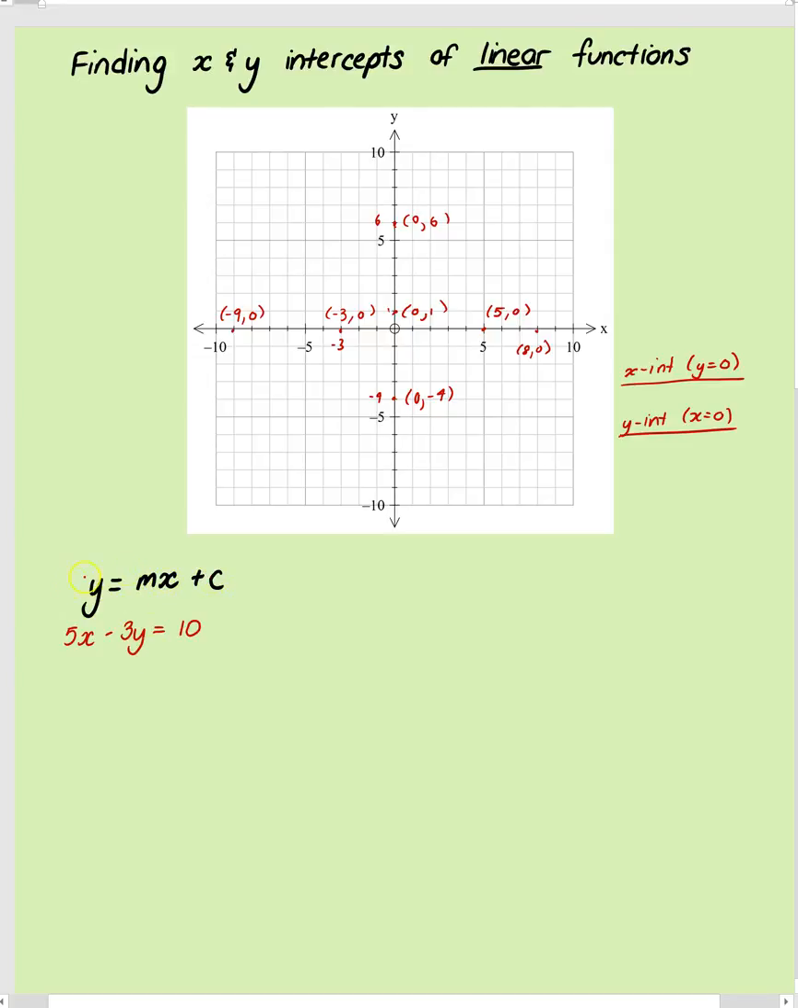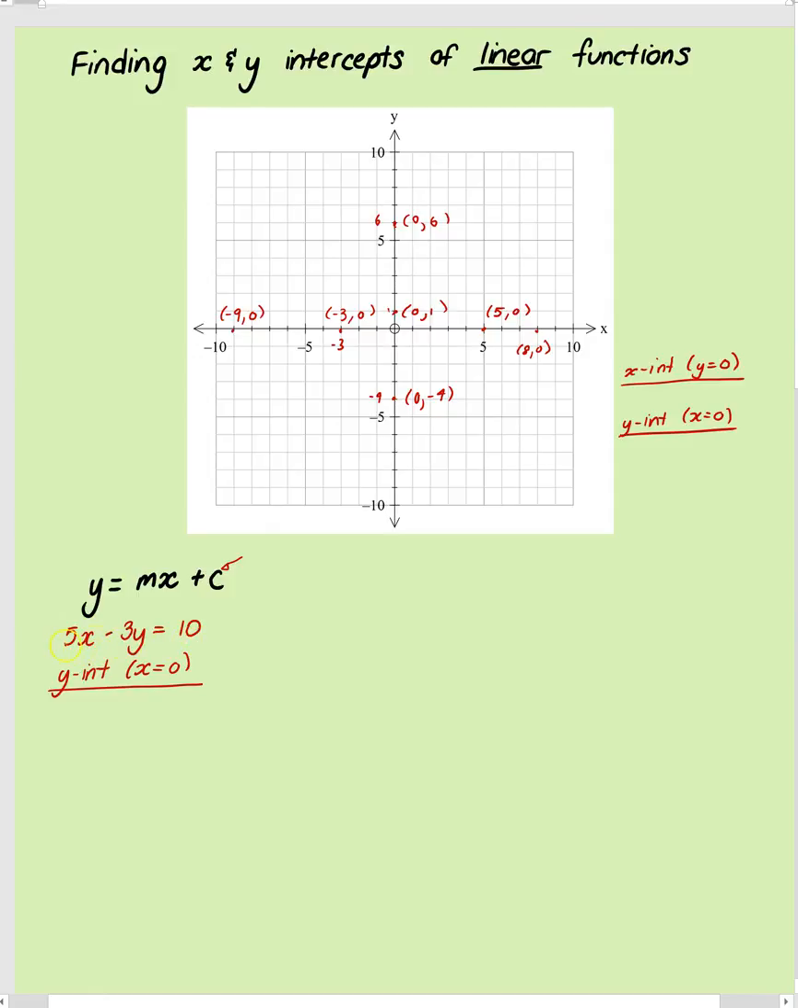It's not in the form that we're used to of y equals mx plus c, because if it was, then that's our y-intercept right there, and we know that the m is our slope. It's in this form, so we're going to find our y-intercept, and we know to do that we're going to make x equals 0. I like to write that down every single time, and I hope you do too.